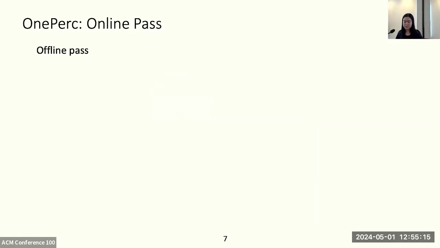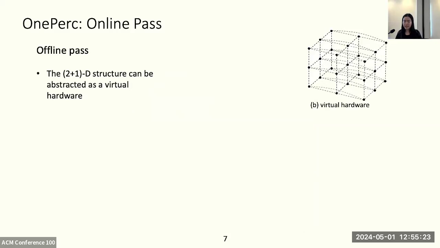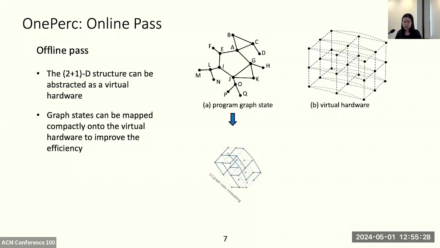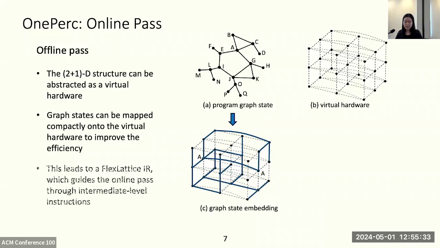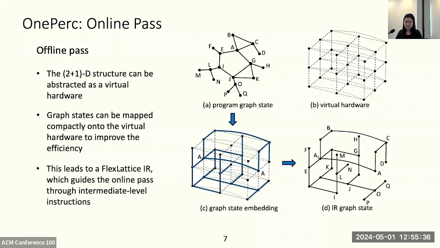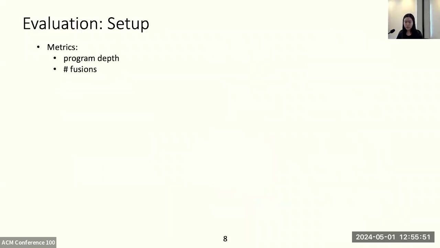The offline pass is mainly responsible for an efficient graph state mapping. The 2+1D structure we mentioned before can be abstracted as a virtual hardware. We map the graph state onto this virtual hardware as compactly as possible to improve the efficiency. This embedded graph leads to an intermediate representation. We call it a flex lattice IR. The IR program is generated before the program execution and will be guiding the online pass through a set of intermediate level instructions. We evaluate the framework with two metrics.